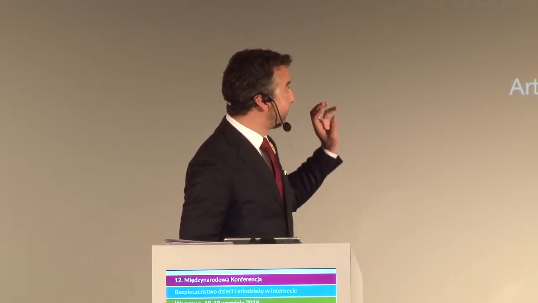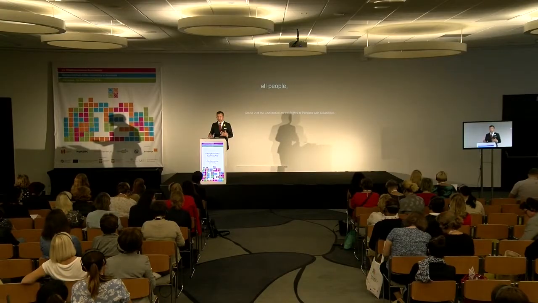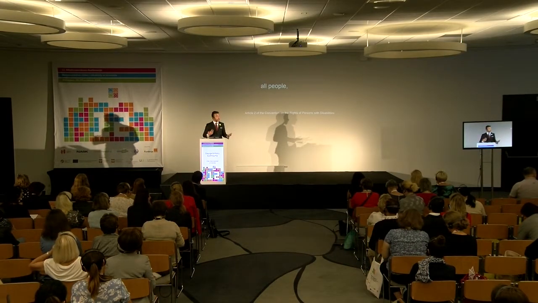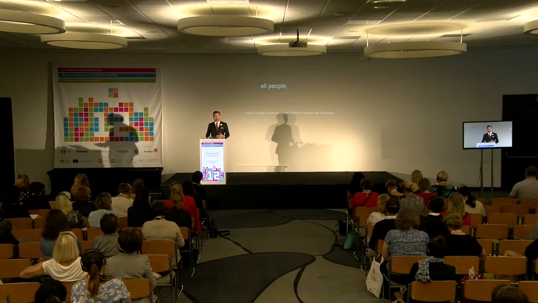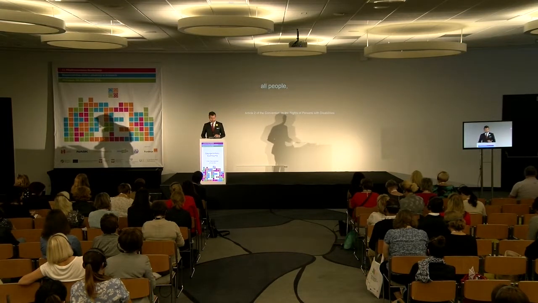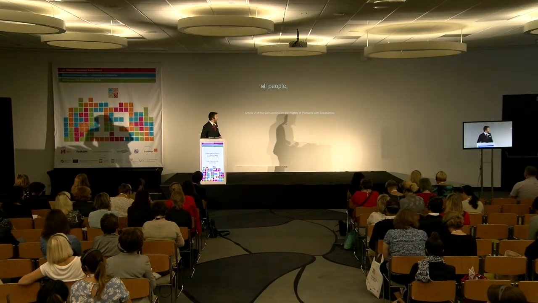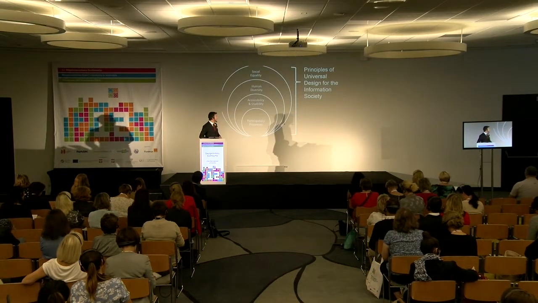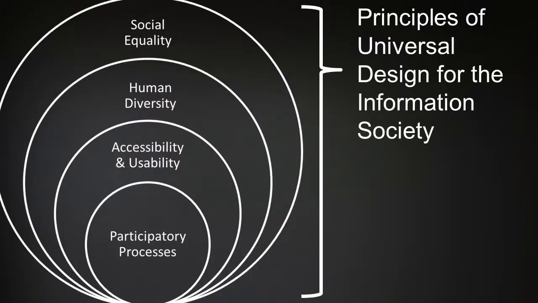So in order to animate this definition and to provide a further framework, I've been working with human rights lawyers from the Harvard Law School. And we have argued for a set of 4 principles for universal design in the information society. Those principles, which are laid down in an upcoming article in the journal International Human Rights Law Review, include social equality, human diversity, usability and accessibility, and participatory processes. I'm going to go through these each individually to give you a better understanding for what that means.